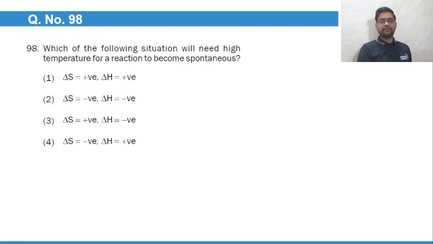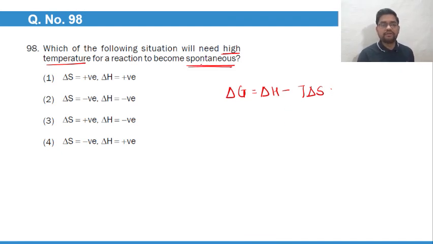98. Which of the following situations will need high temperature for the reaction to become spontaneous? So delta G is equal to delta H minus T delta S. So to make this spontaneous at high temperature, which of the following will be needed? For low temperature, we know that delta G should be negative. If I talk about low temperature, what do we need? Delta G should be what?